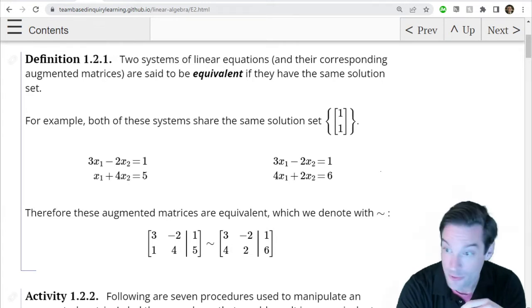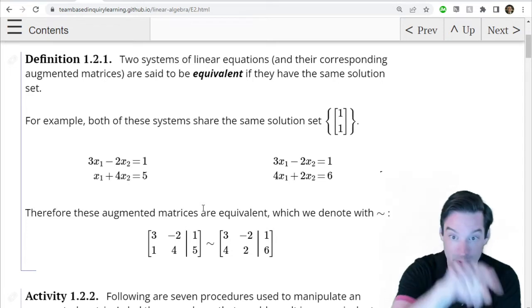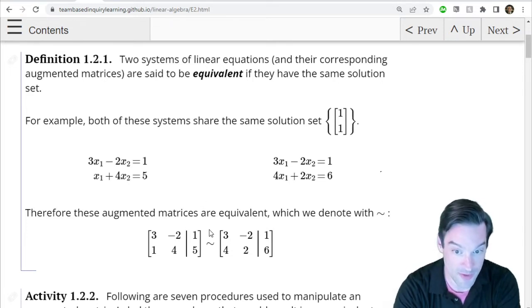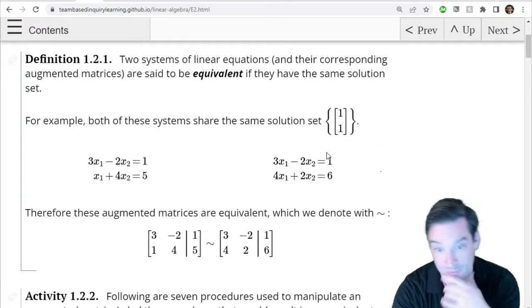And we can spot equivalence at the level of their equations. We can spot equivalence at the level of their augmented matrices. And at the level of augmented matrices, the authors of our textbook use the little squiggle in the middle to denote that these two augmented matrices are equivalent. They correspond to equivalent systems of linear equations that have the same solution set.